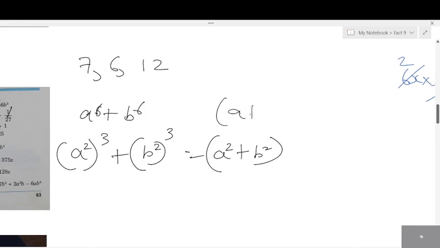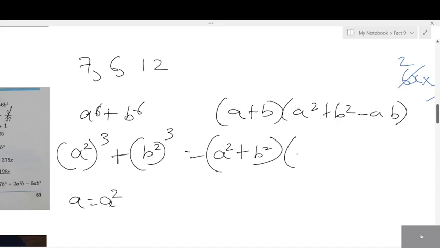If you're getting confused, write the formula. A plus B into A square plus B square minus AB. Now what is A square, students? What is A value? First tell me A value. A to the power of 4. Very good. Plus B to the power of 4 minus A square B square. Yes.